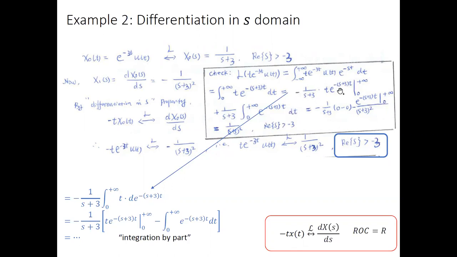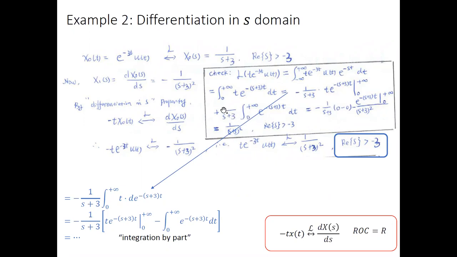Now for the first term, only when the real part of s is larger than 3, we can have a finite limit when t goes to plus infinity. That limit is 0. And the second, the lower bound, when t equals 0, we have 0 times exponential 0. The answer is also 0. So the first term, basically, is 0.